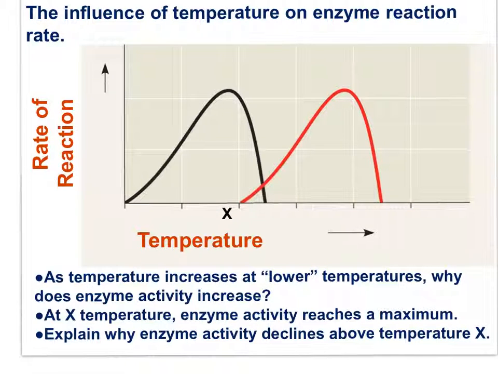Now, explain why enzyme activity declines above temperature X. The tertiary shape of the enzyme has been disrupted due to the increased molecular motion. The active site no longer binds the substrate, so the rate of reaction declines above temperature X. The change in shape of the enzyme is known as denaturing.